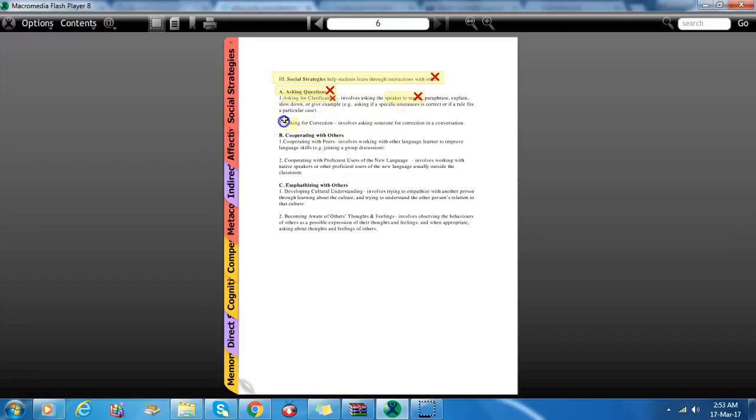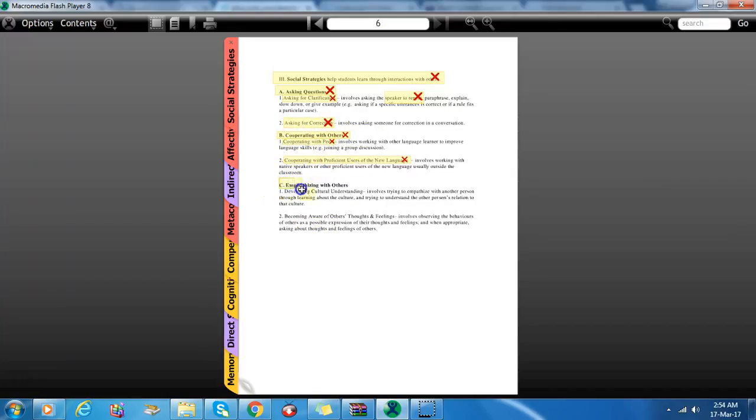Moving on to asking for correction, which involves asking someone for correction in a conversation. This is a simple one, so I don't have to highlight the key point. Moving on to the second way under social strategies, which is cooperating with others. One example is cooperating with peers. That means you have to cooperate with your other language learners or native speakers. Cooperating with proficient users of the new language. So these are the two proposed ways under cooperating with others.